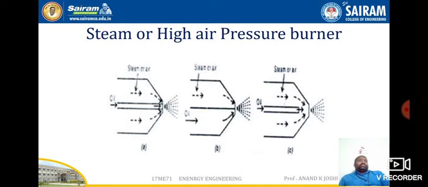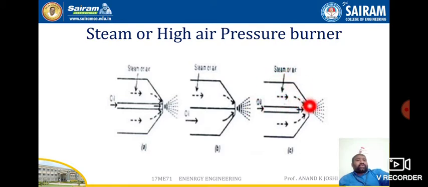Okay, this is the oil or steam pressure burner. So these are all steam, which is passing over here through the burner. Centrally, the oil is going to be entering at the above side. So here the oil is going to be taking place, and here the steam or air is going to be there.